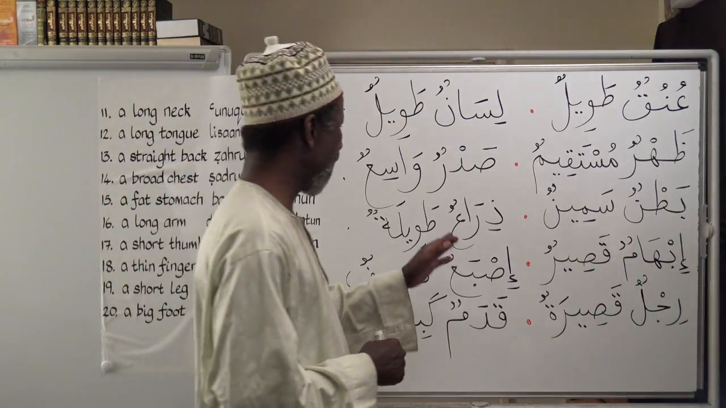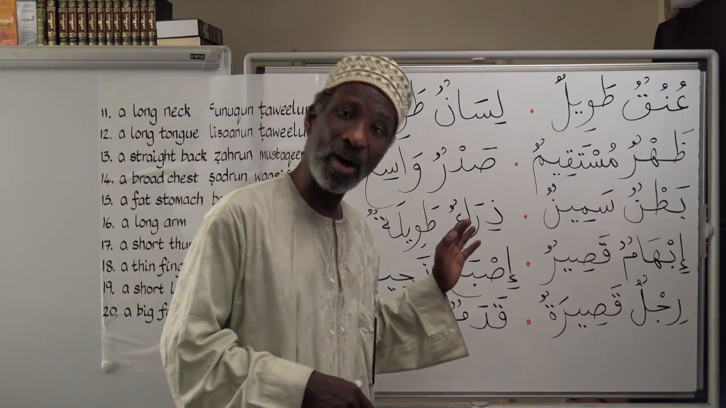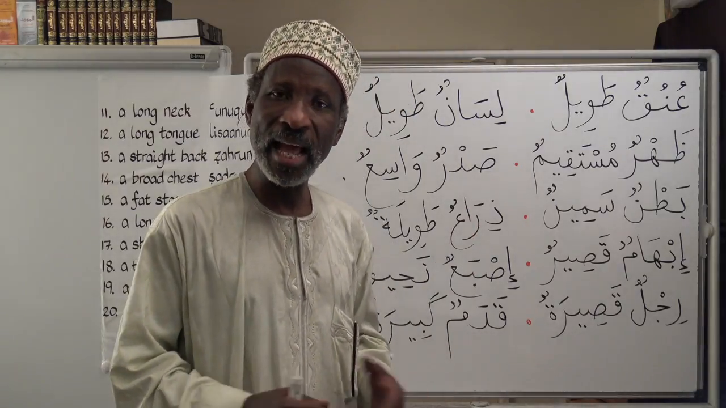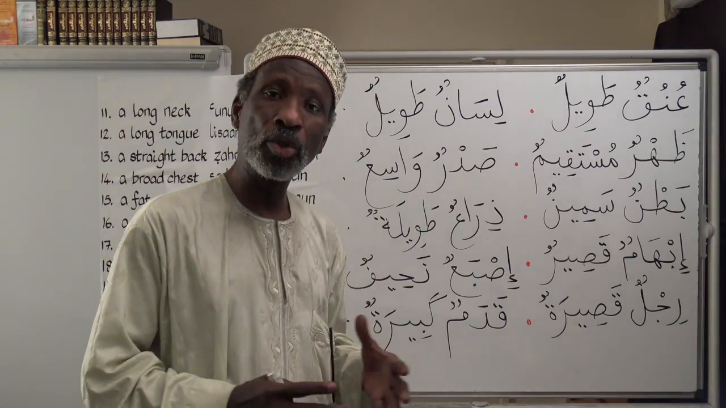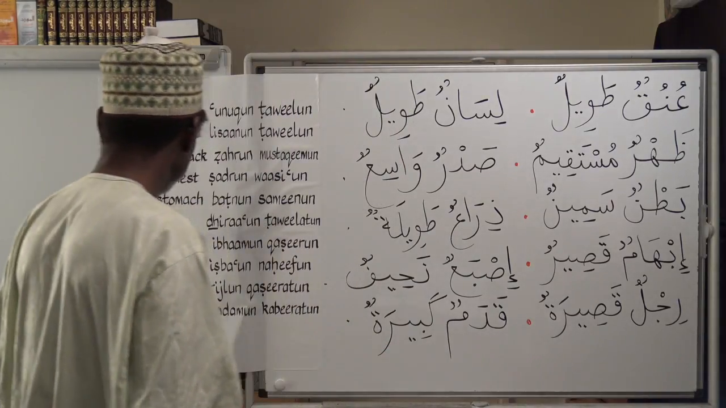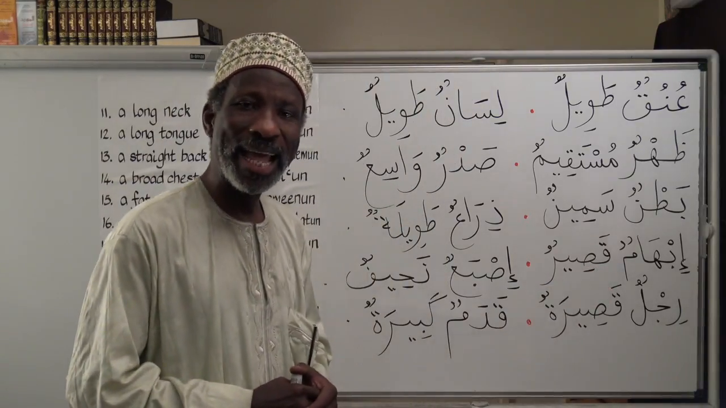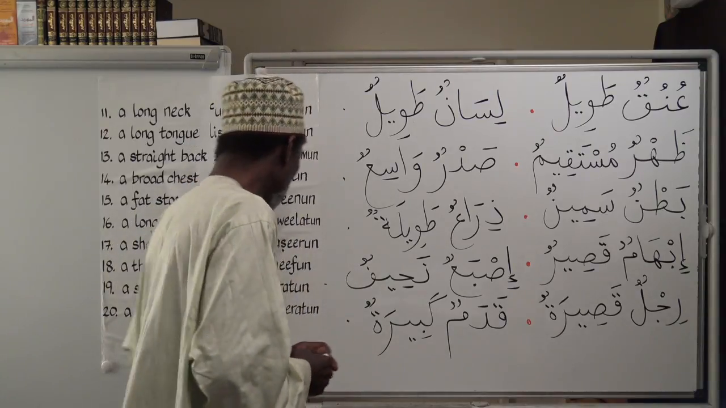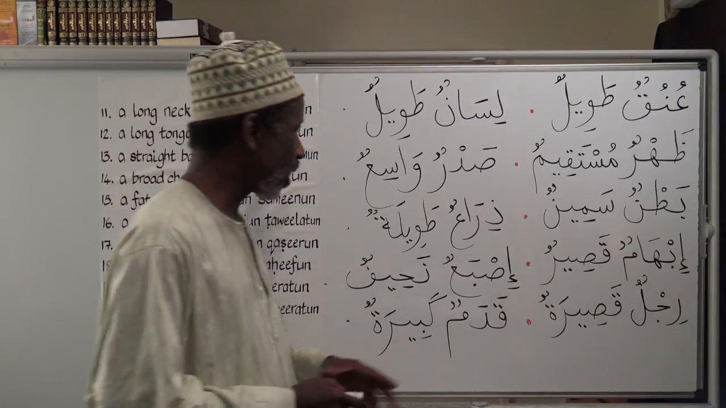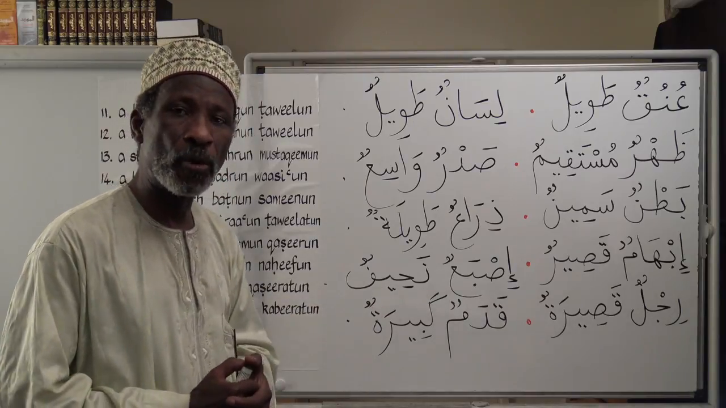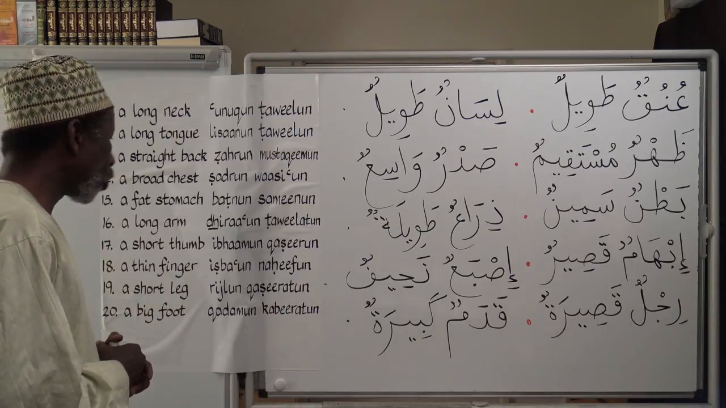Next is a long arm. ذراع طويلة. You can also say ذراع طويل because ذراع may be referred to as feminine as well as masculine. So ذراع طويلة or ذراع طويل. Next one, a short thumb. إبهام قصير. Number 18, a thin finger. إصبع نحيف.